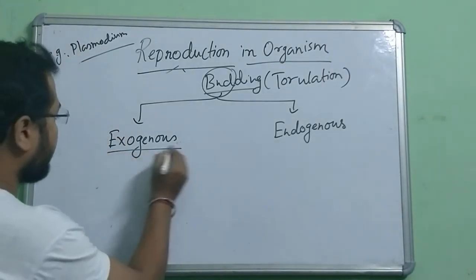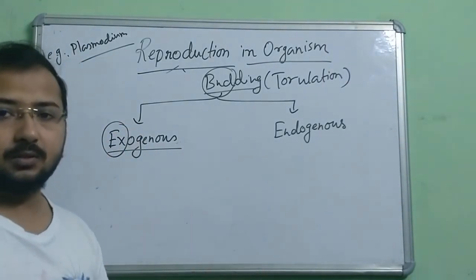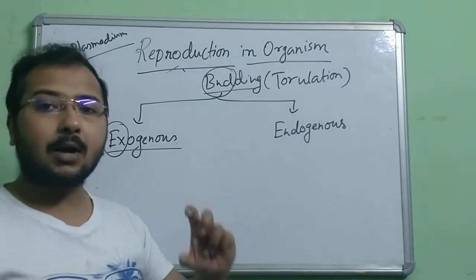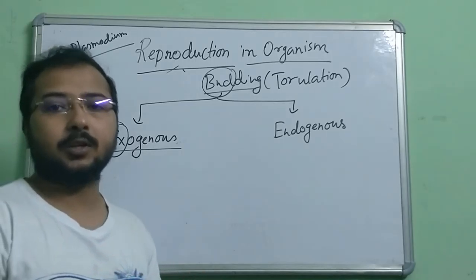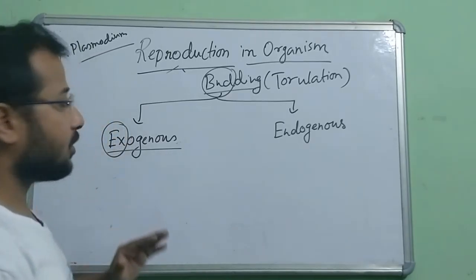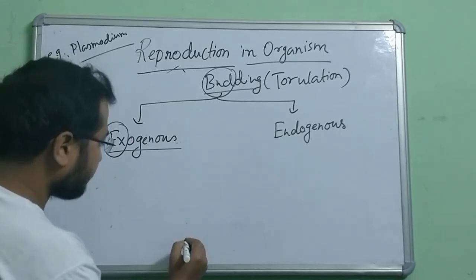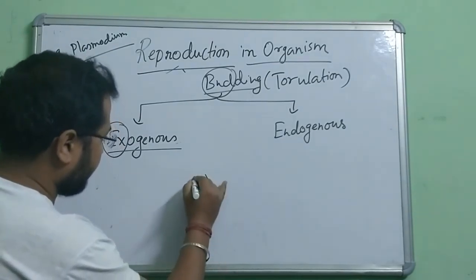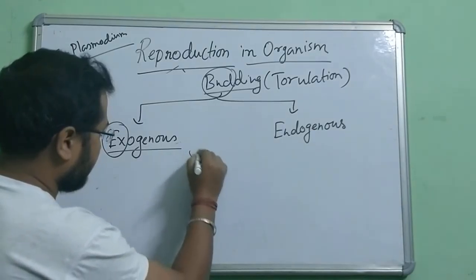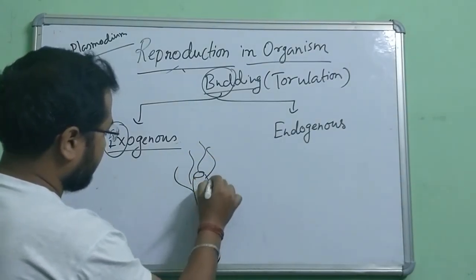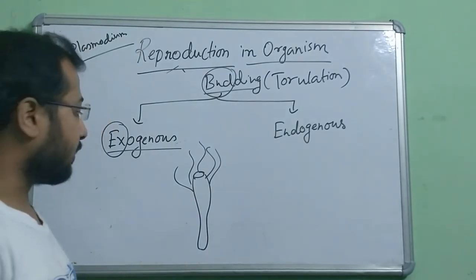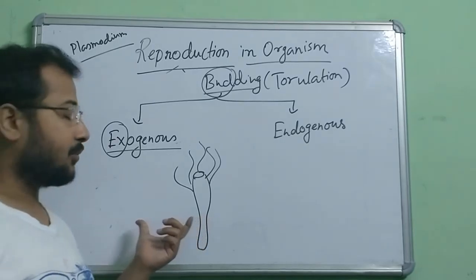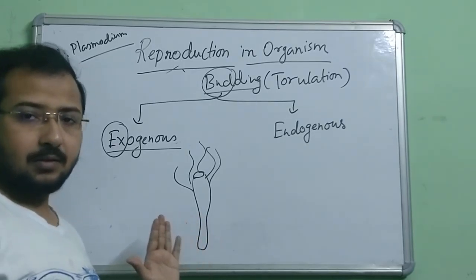Now, exo means outer. The growth is outside of the body. It is called an outgrowth, a small outgrowth from the main parent body. That is exogenous budding. For example, let's take a hydra. Here is a rough drawing of a hydra involved in the budding process, where we see exogenous budding.